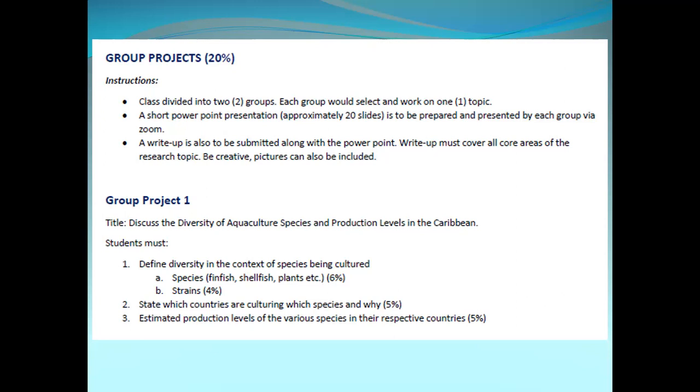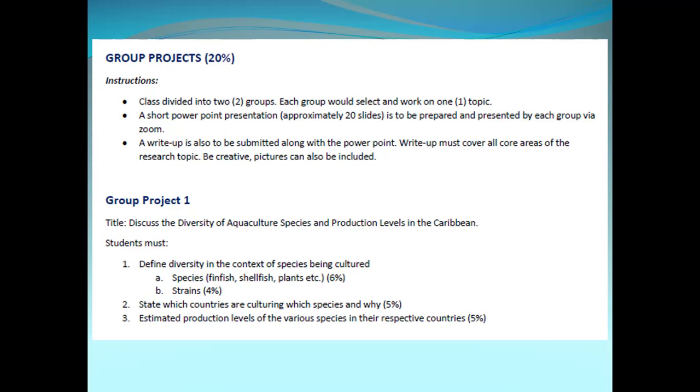So for this particular group project, you will discuss the diversity, the different types of aquaculture species that are being utilized throughout the Caribbean. You do some research, see which country is growing what, what the production levels are, etc. That will be the foundation on which you will build this project. Students must be able to define diversity in the context of species being cultured. So you must list the different species: finfish, shellfish, plants, etc.